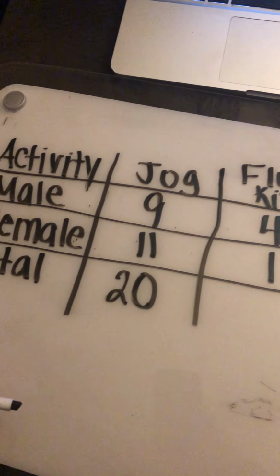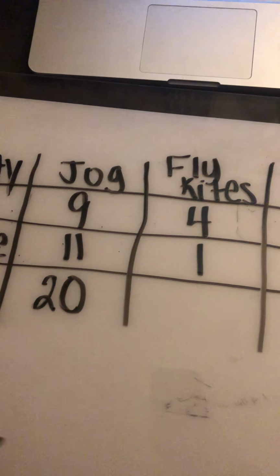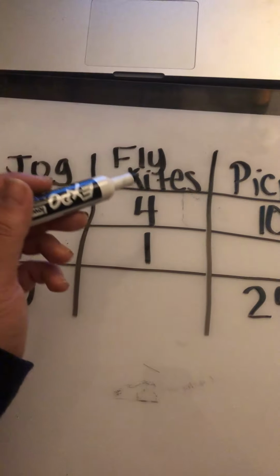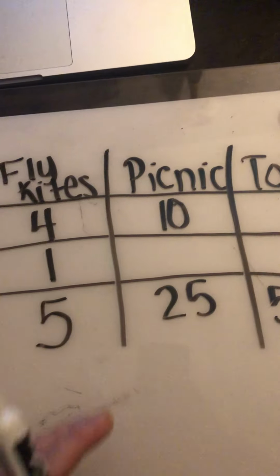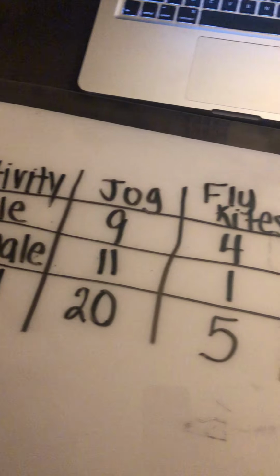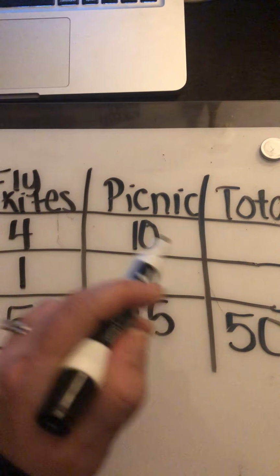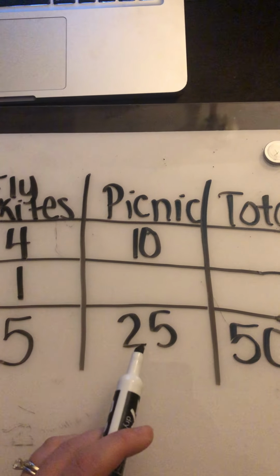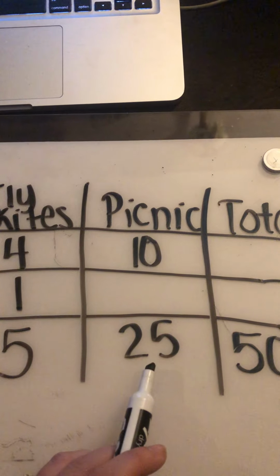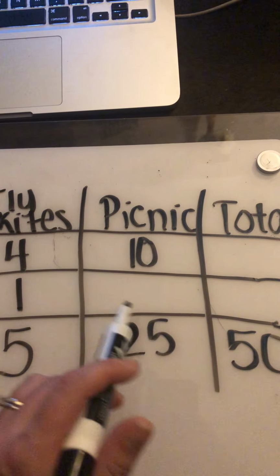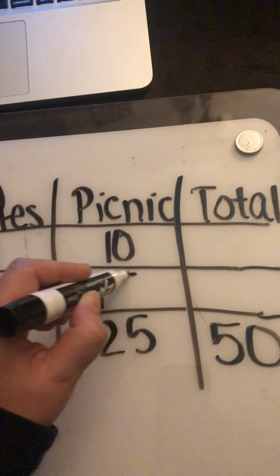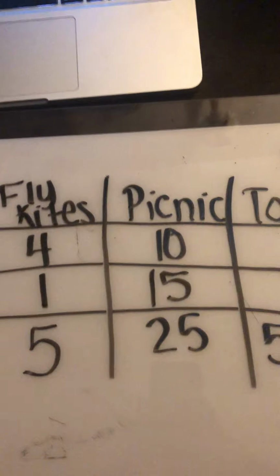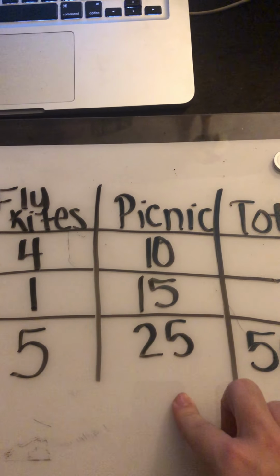Flying kites, similar situation. 4 males prefer to fly kites, and females we have 1. So to find the total, we're going to add 4 plus 1 to give us our 5. Now here we have a blank. We know that 10 males prefer a picnic, but we don't know how many females. But we do know that the total surveyed that preferred a picnic was 25. So to figure out this blank, we would do 25 minus 10, and that would give us an answer of 15. That makes sense because 10 plus 15 equals 25.